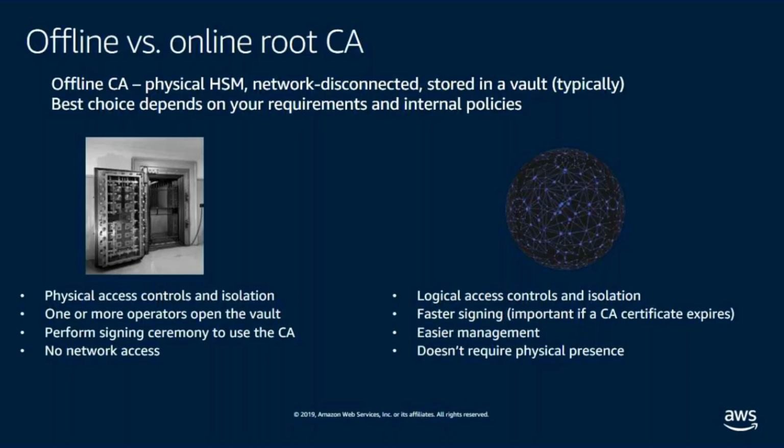With an online root CA, you have logical access controls and logical isolation instead of physical access controls. It does allow you typically to have faster signing, which can be important if a CA expires or is nearing expiration and you need to quickly create a subordinate CA. And typically with an online root CA, it's easier to manage, it's easier to control the policies without dealing with, specifically, understanding the nuances of a physical HSM. And it doesn't require physical presence. And of course, that has pros and cons, as I talked about.